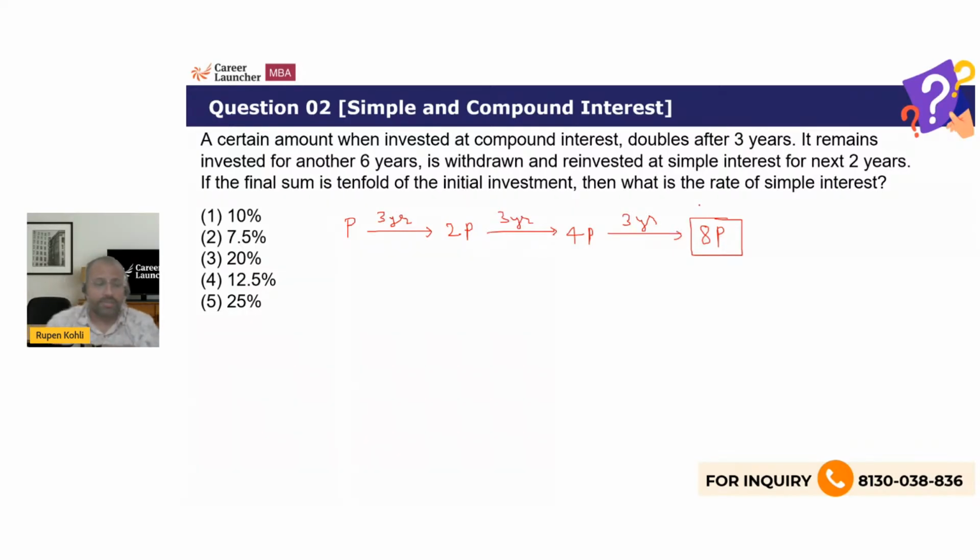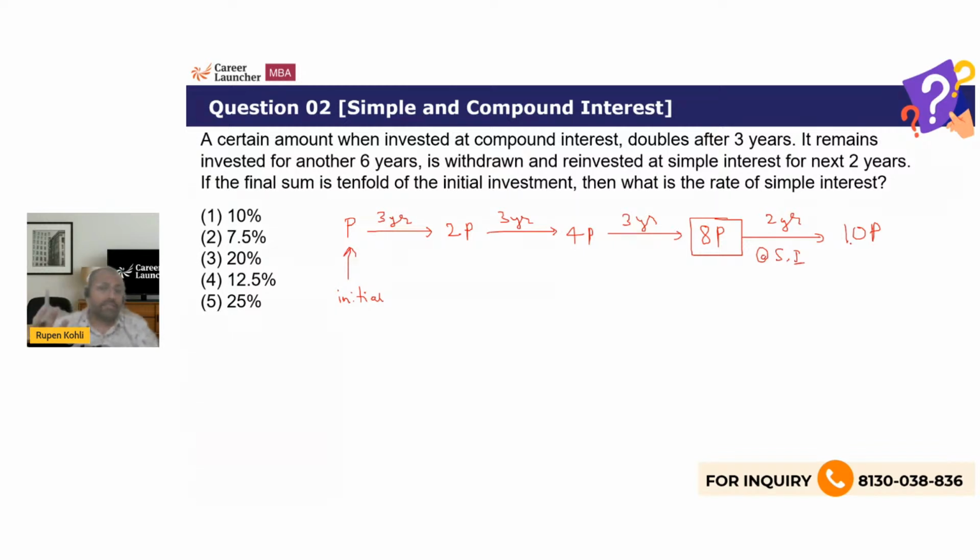So P becomes 8P, it is withdrawn and reinvested at simple interest for the next 2 years. And then the final sum is tenfold of this initial investment. Remember, initial investment is this. So finally, from 8P in 2 years at the simple interest, we are going to 10P. So we are asked for the rate of interest.